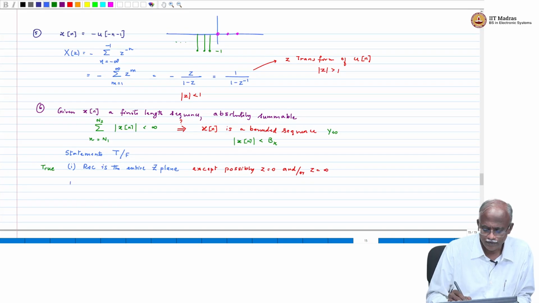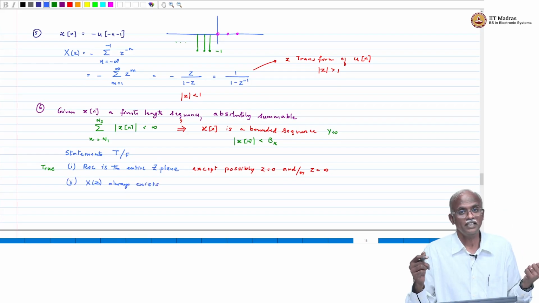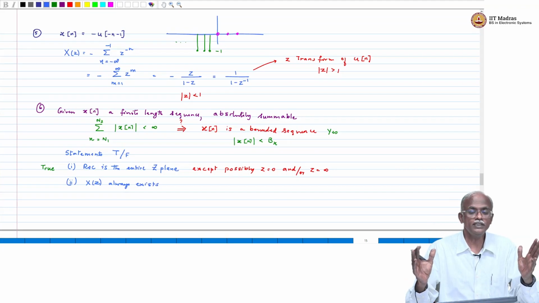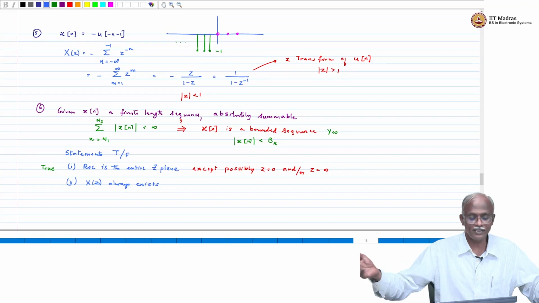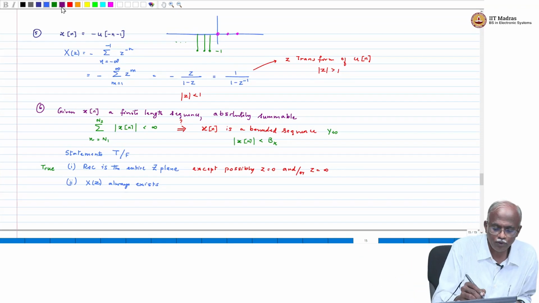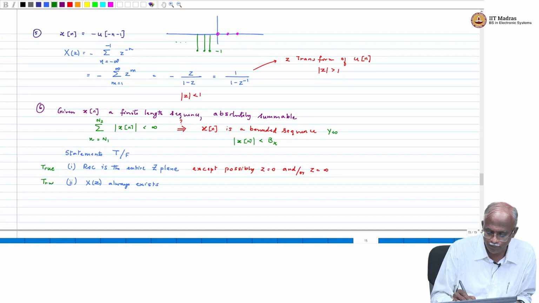Okay. Second, the x of z always exists. What does that mean? That there is some region of convergence that you can specify. In this case, of course, the whole z plane is there, right? So therefore, x of z exists is a true statement.